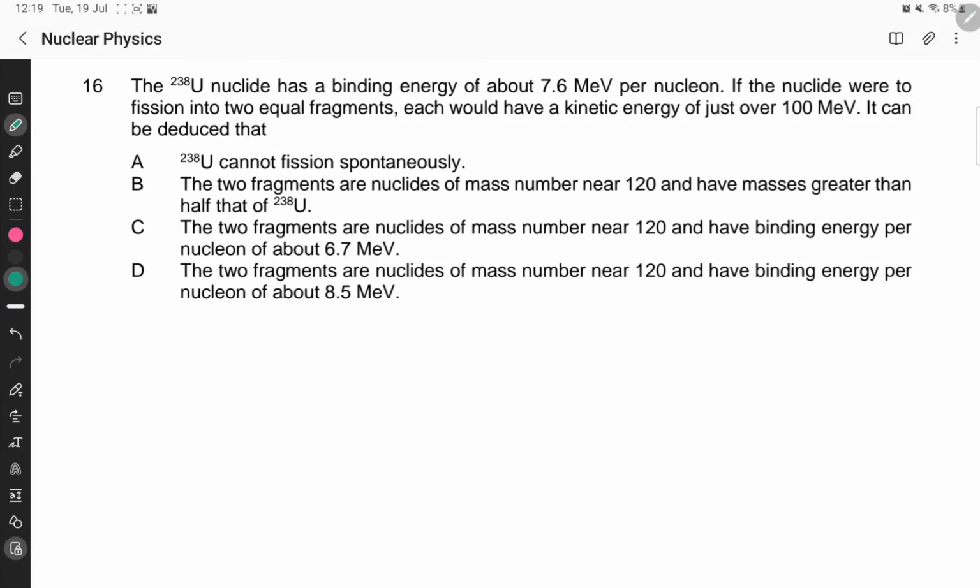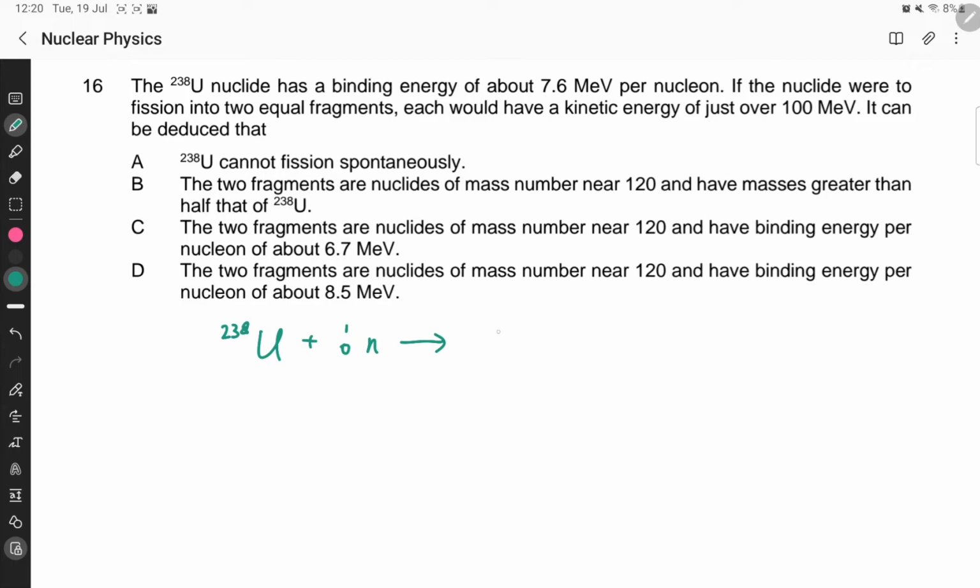Uranium-238 undergoes fission and turns into two equal fragments. Let's just write out a simple equation for this. Uranium-238, we are not given the charge number, so you can ignore it. You need to know that usually the fission process is accompanied by a slow neutron. Even if you don't know, never mind.